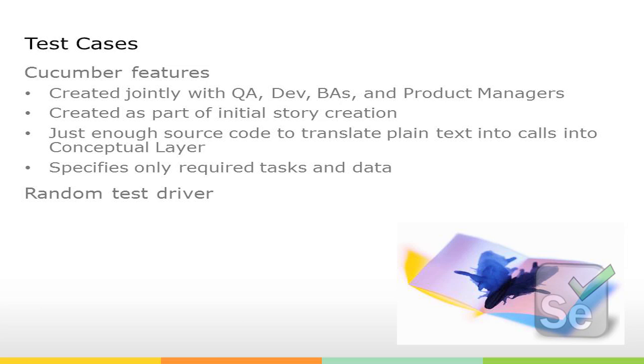The Cucumber layer itself is very thin, and I'll pull that up in a second. Pretty much every step definition is simply a call into the conceptual layer with some logging and that sort of thing around it. And again, we're only specifying the essential pieces of the test at the Cucumber level. This is also the level where that random test driver will go. It'll be doing very similar functionality and calling into that logical layer.